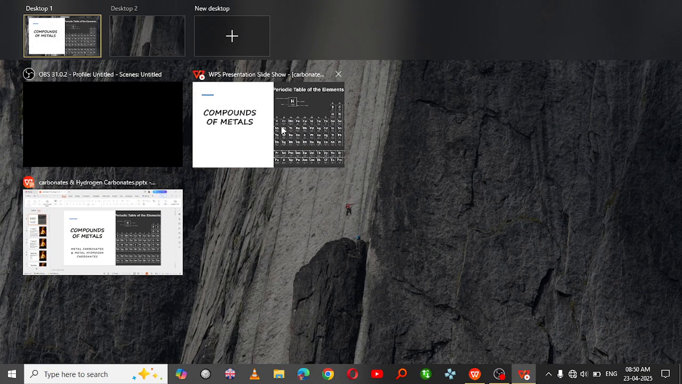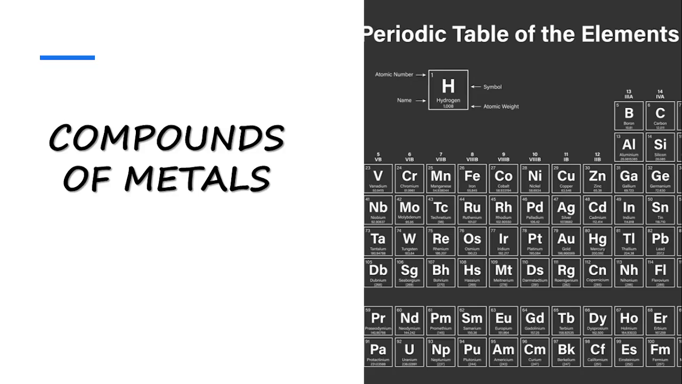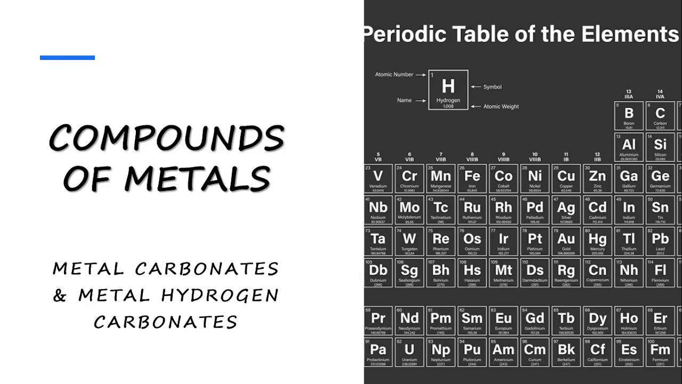Our chapter is compounds of metals, and today let's discuss the metal carbonates and the metal hydrogen carbonates. In our previous video we covered the hydroxides and saw their various uses. So today let's move on to this other part. We'll see the metal carbonates and the metal hydrogen carbonates. Let's dive into it.